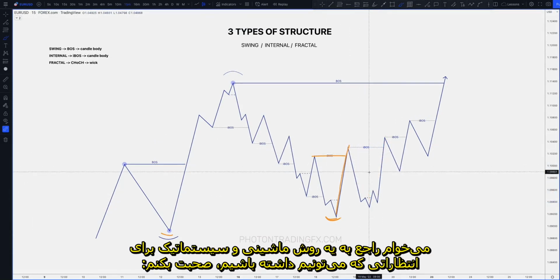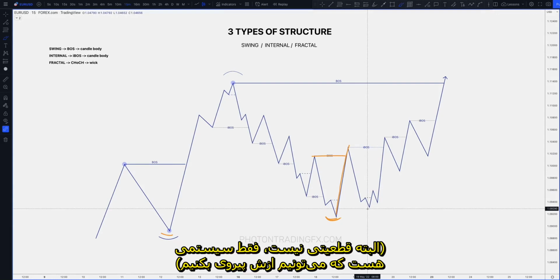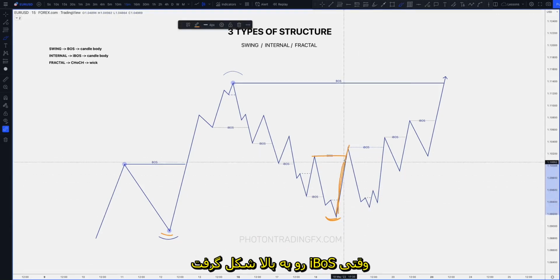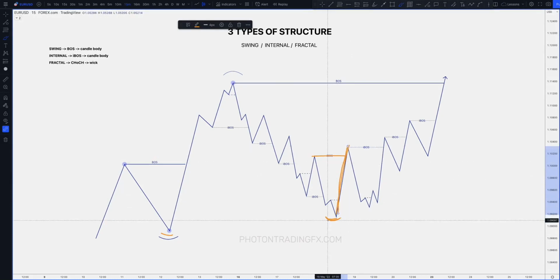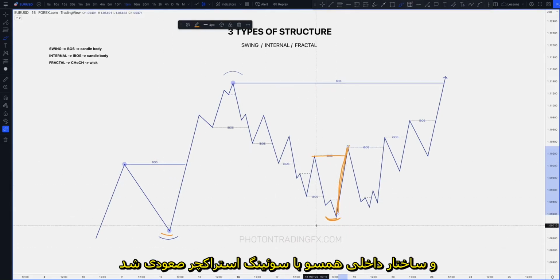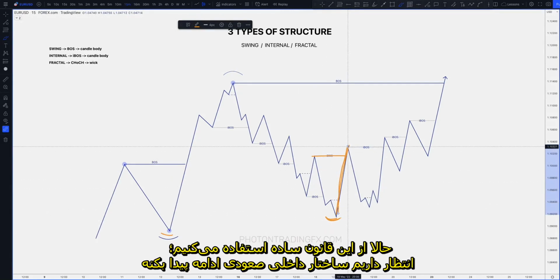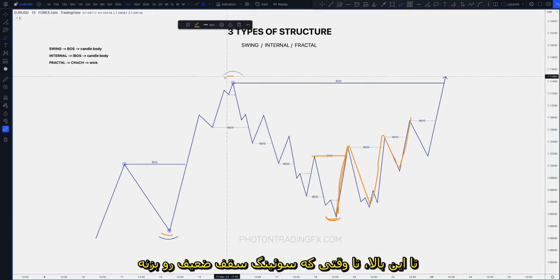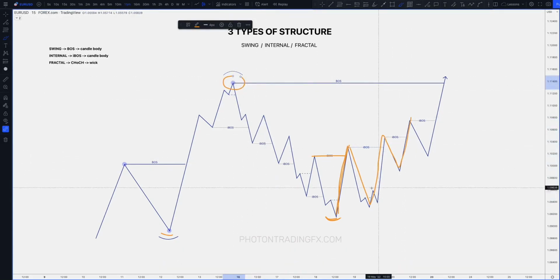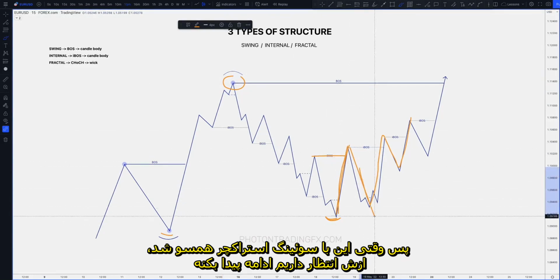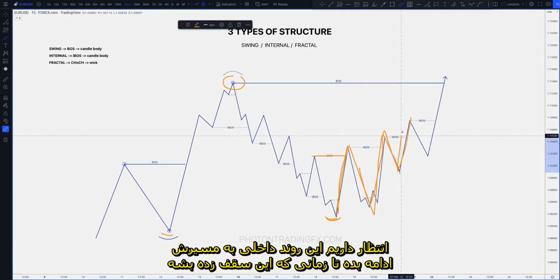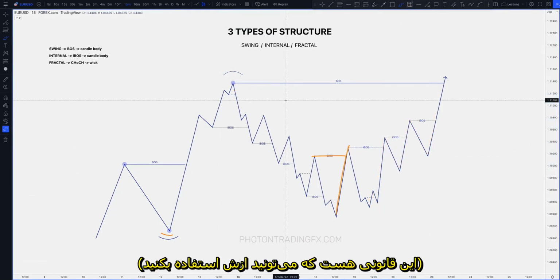Now, the expectation, and this is a nice rule to have, a nice systematic and mechanical way to think about this, not a guarantee, just a system to follow, is that when you get that IBOS to the upside, and the internal structure is now aligned with the bullish swing structure, we use the simple rule that we expect this bullish internal structure to continue all the way up until it takes out the weak swing high. Once this aligns with swing structure, we expect it to continue. We do not expect these lows to be breached. We expect that internal trend to continue until that high is taken out. So that's the rule to use.